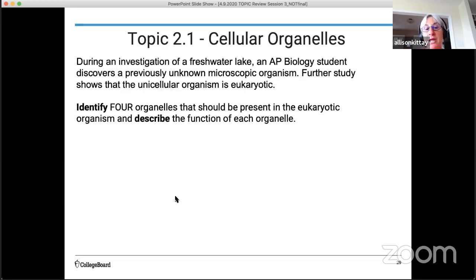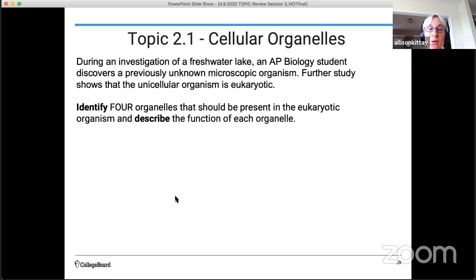Further study shows that the unicellular organism is eukaryotic. You are asked, your task verb is to identify 4 organelles that should be present in the eukaryotic organism, and then to describe the function of each organelle. Now I just want to also point out a test tip to you.